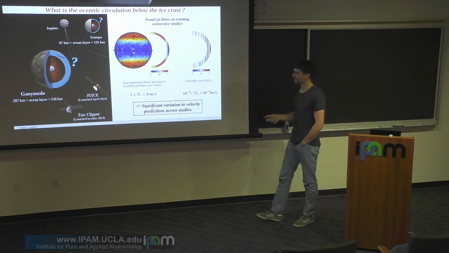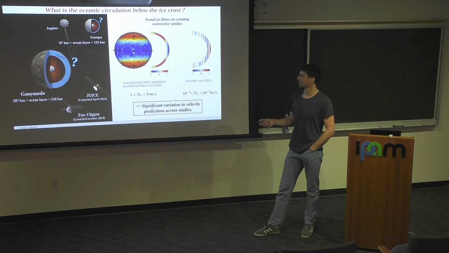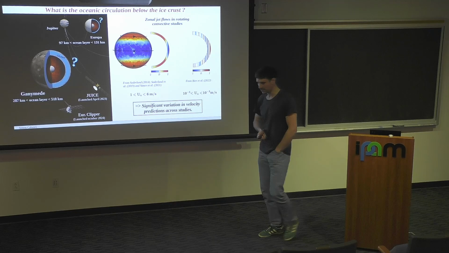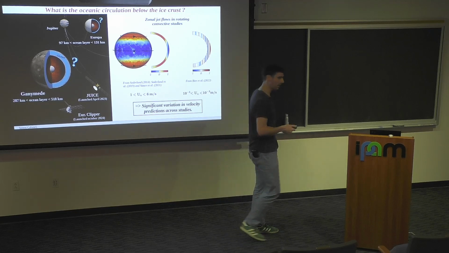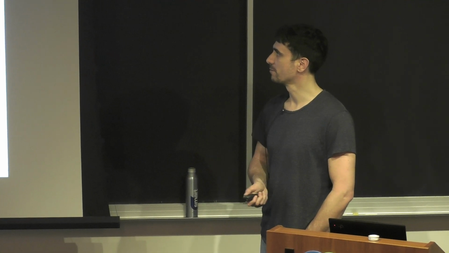Also, velocity predictions differ a lot across the different studies, by a few orders of magnitude. And we need more constraint today about that. We need to go further in our understanding of those differences to try to get better predictions.